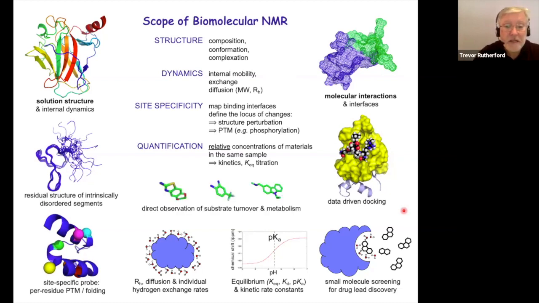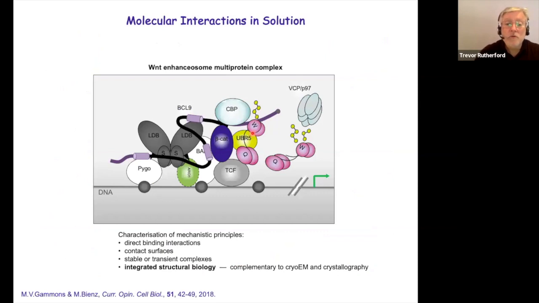We shouldn't be too fixated on looking at the macromolecule itself, though. Biomolecular NMR can encompass so much more. We can also get a lot by direct observation, either of the substrate or of the small molecules themselves, and get involved even in metabolic studies and looking at metabolites in whole cells. So that's a broad overview of the type of work that we can do. We can map the binding interfaces, identify the locus of changes, and look at structural perturbations and post-translational modifications.